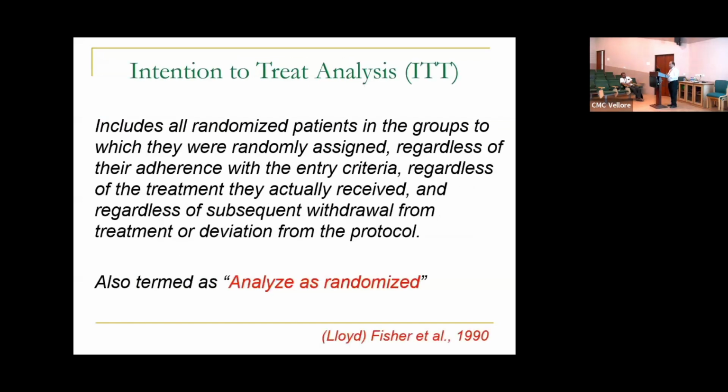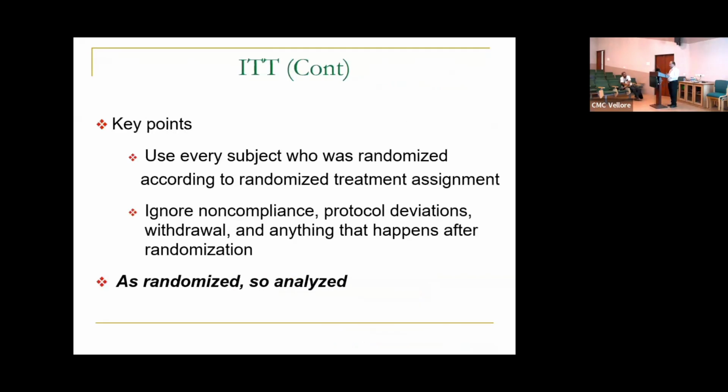This is when you decide the intention to treat analysis. Use every subject who was randomized according to the randomized treatment assignment. That means if I'm randomized to A, I will stay in the randomized A arm, even though I am shifted to intervention B. So treatment assignment is very important. Even though I have received treatment B, I'm still kept in treatment A. Ignore non-compliance, protocol deviations, withdrawal, and anything that happens after randomization.